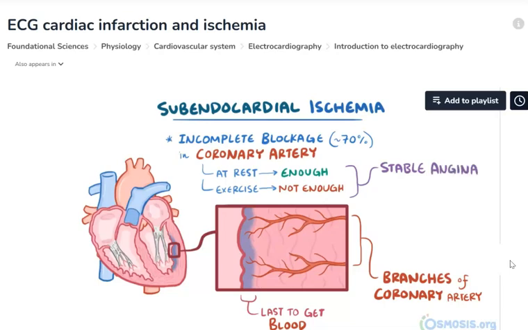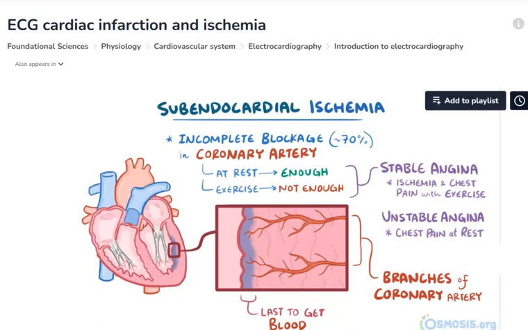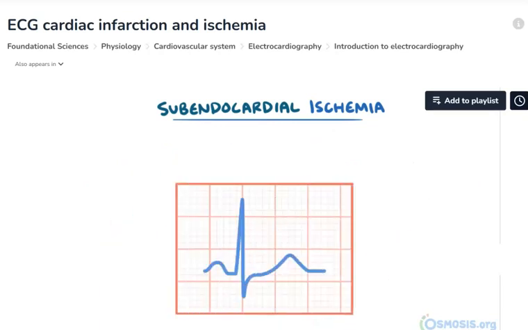This condition is called stable angina, because there's ischemia which causes chest pain with exercise, and then it disappears with rest. And there's also unstable angina, which can happen with incomplete blockage of a coronary artery, but in this case, chest pain appears at rest. When there's subendocardial ischemia in a region, it causes ST depressions in the corresponding lead on the ECG.